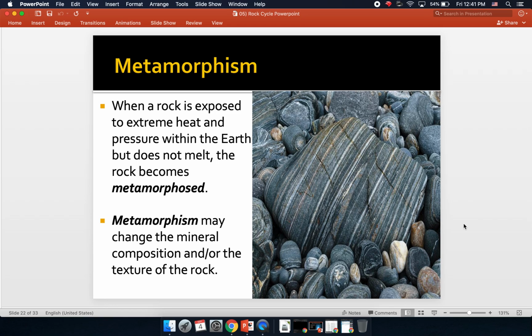All right, when a rock is exposed to extreme heat and pressure within the earth but does not melt, it is said to have become metamorphosed. And metamorphism may change the mineral composition, like I was saying earlier. It can actually change what the rock is made out of, because it allows the atoms of the elements to move around, and sometimes they make different bonds than they had before metamorphism occurred. Also, it can change the texture of the rock, and it can also create these patterns in the rock that we're going to talk about in a moment.